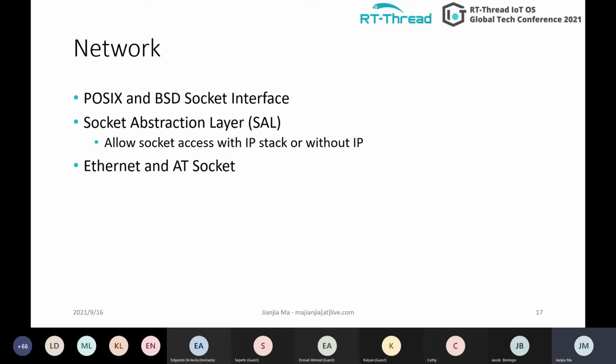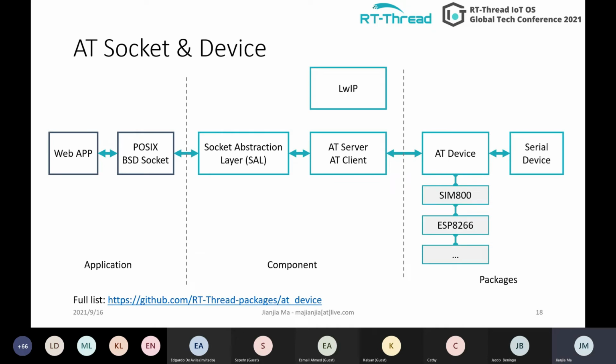So next page. Here is the structure. Again, this is from my understanding, it's not official, so allow me if there's some mistake. If we want to do web programming, POSIX is the only thing that we care about, and the rest is managed by RTThread. The SAL can select to access lightweight IP or the AT server for the socket if we want to program the socket.